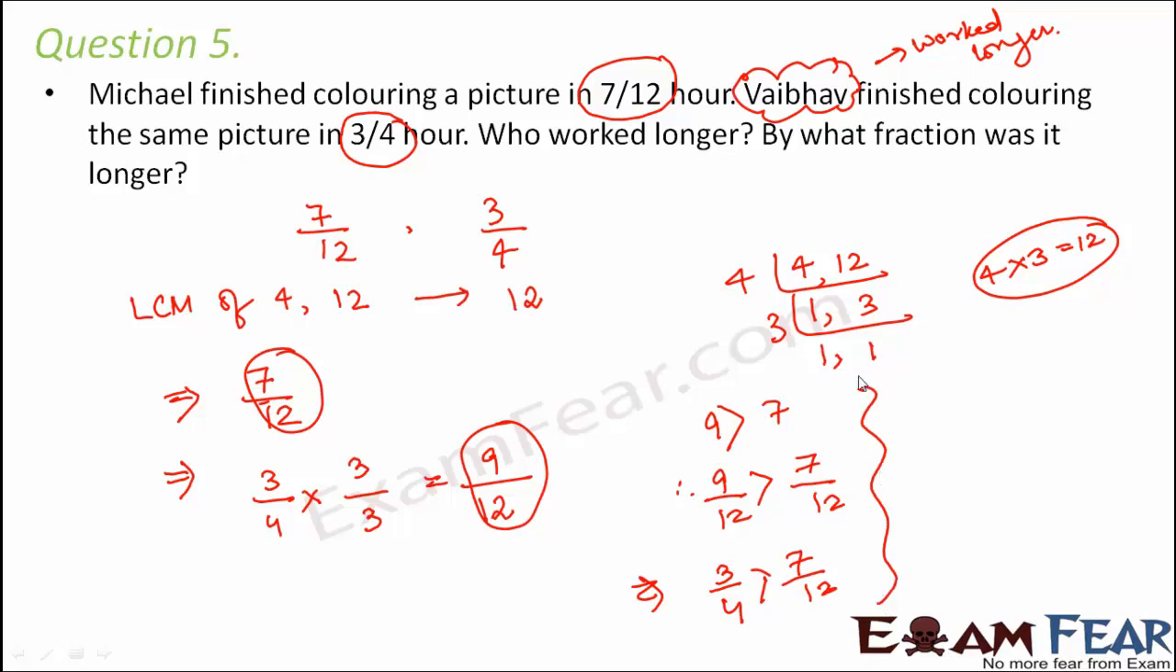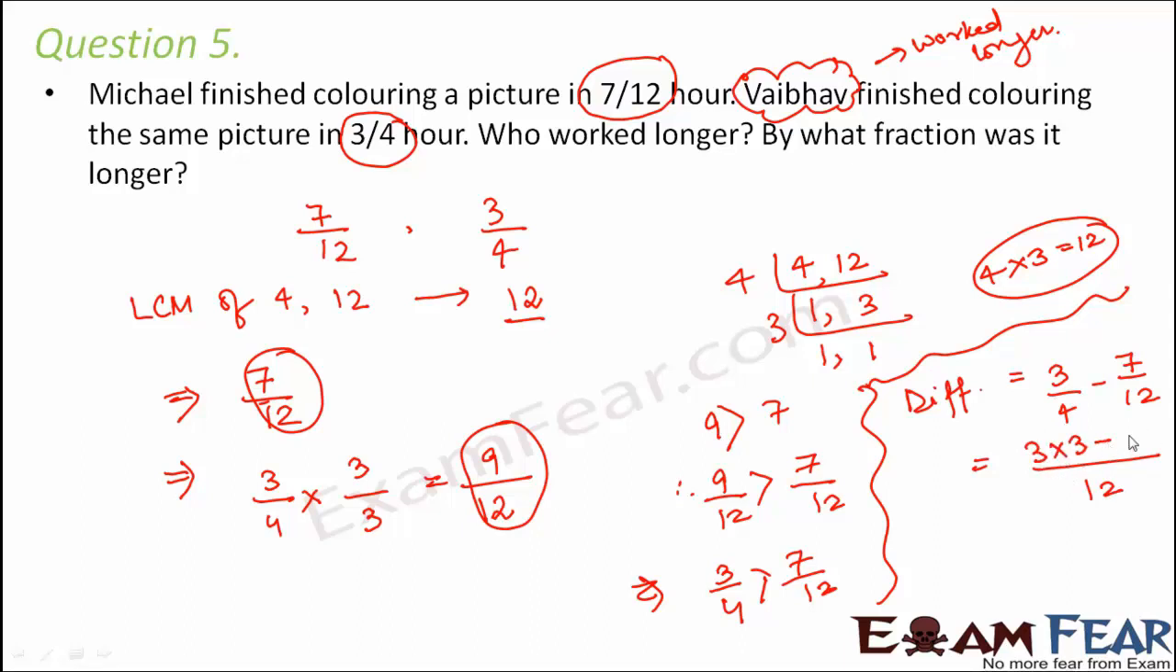So for that, we will have to find out the difference between the two. So how do you find the difference? Bigger number, that is 3 by 4 minus 7 by 12. So again, the LCM of 4 and 12 is 12. So the denominator would be 12. 4 into 3 is 12. So this would be 3 into 3 minus 12 into 1 is 12. So this would be 7 into 1. So 9 minus 7 by 12, which is equal to 2 by 12. So 2 into 6 is 12. So this is equal to 1 by 6 hours. So the difference between the two is 1 by 6 hours.